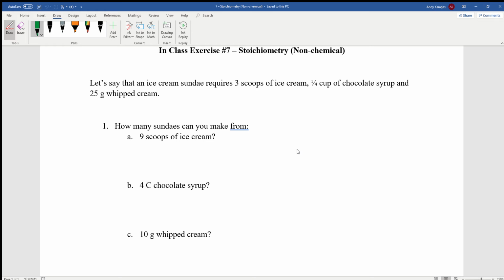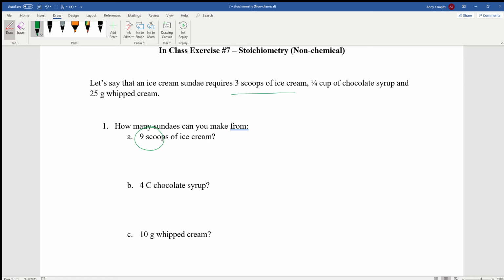So the questions we have presented here are very, very similar to the questions we looked at with the bagels. Here we're going to deal with ice cream, but exact same types of questions. And so we can see up at the top what we need, and then here's our situations. So what if we have 9 scoops of ice cream?